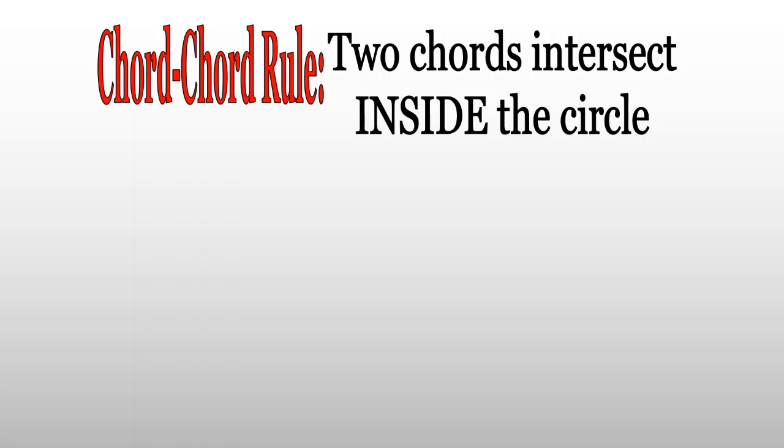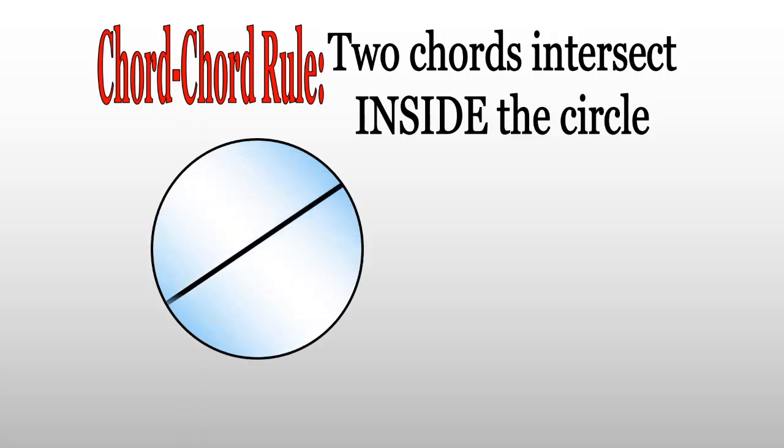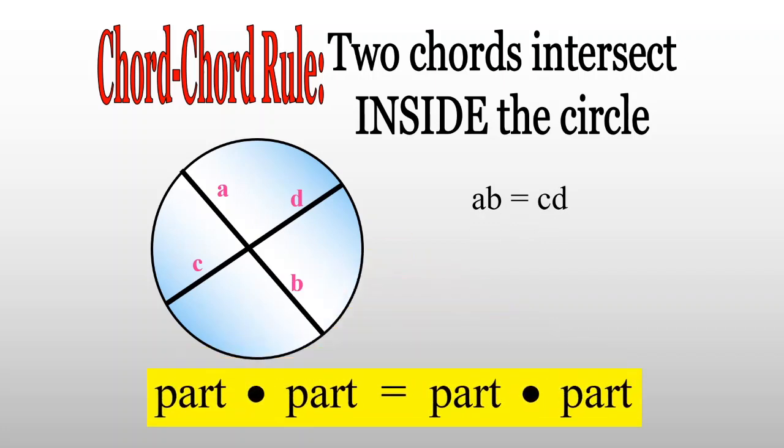So, chord rule: two chords intersect inside the circle. This is our first theorem. Two chords intersect inside the circle. They intersect inside our circle, the two chords. So A times B is equal to C times D. That is part times part equals part times part.